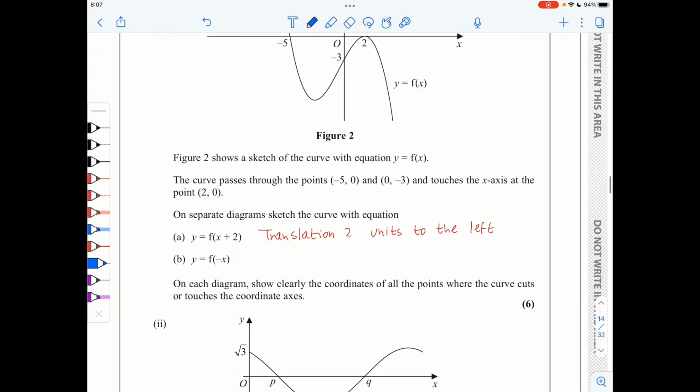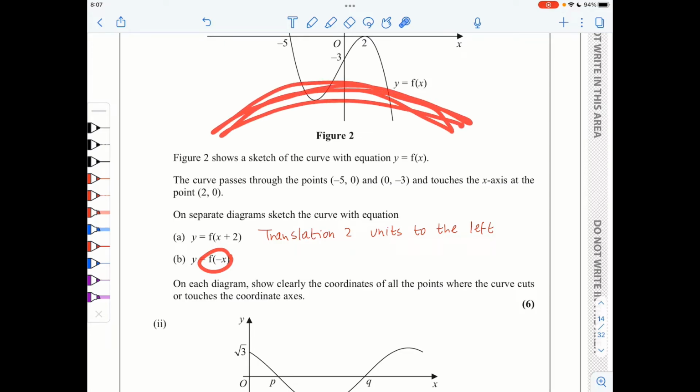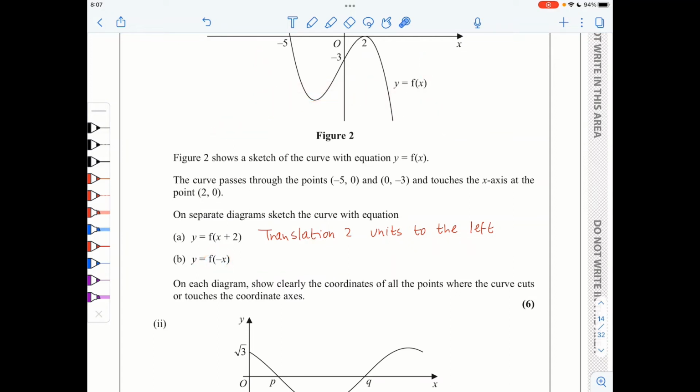The graph of f of minus x, well, I'm multiplying all the x's by -1. So essentially, I'm doing a reflection along the y-axis because the positive x's become negative x's and vice versa. So we've got this interchange along the horizontal. So it's a reflection along the y-axis.